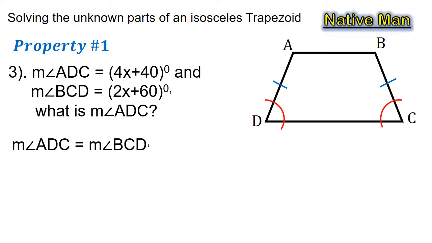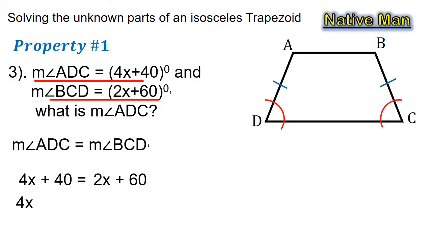Let's just substitute the given. So, for ADC, 4x plus 40 is equal to angle BCD, 2x plus 60 degrees. Let's simplify our equation. The terms with the variable x, we put all on the left side, and the terms without x, we put on the right side. So, for x, we move the 2x to the left, it is positive, it becomes minus 2x, is equal to the 60 on the right, then we move the 40, it is positive, it becomes minus 40. So, 4x minus 2x is 2x is equal to 60 minus 40 is 20.